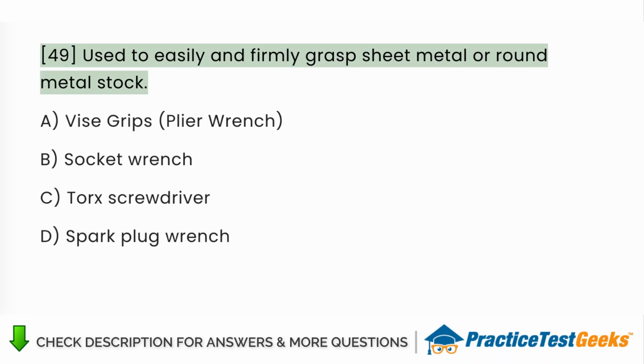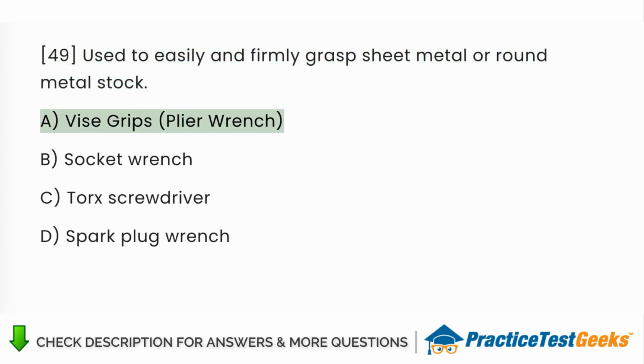Used to easily and firmly grasp sheet metal or round metal stock. A. Vice grips. B. Socket wrench. C. Torx screwdriver. D. Spark plug wrench.